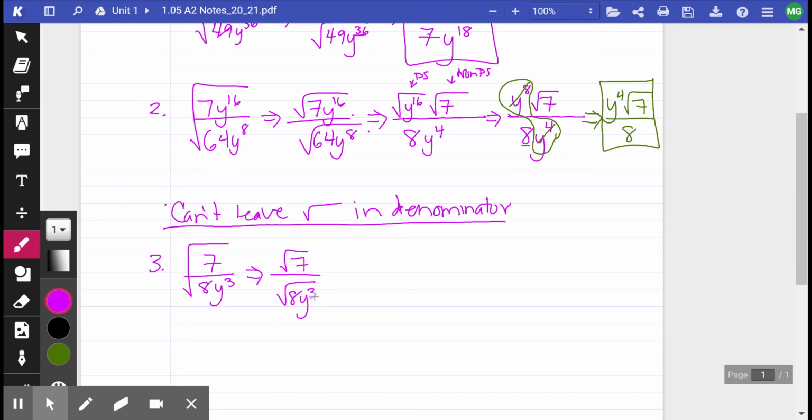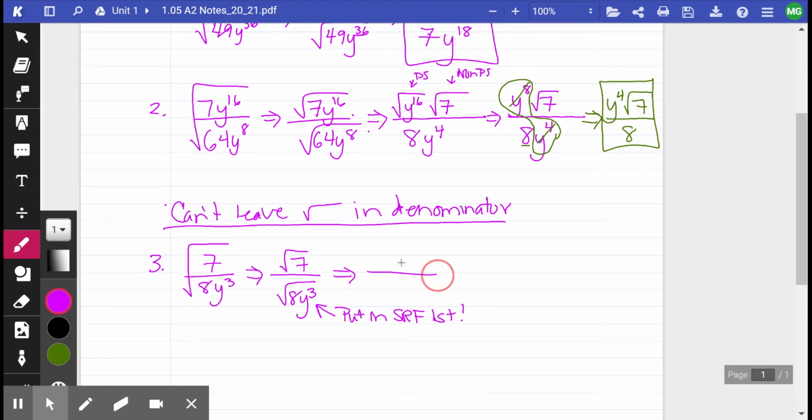Now, before we get rid of this, you have two options. You can get rid of it now, or you can put it into simplest radical form. I like to be in the habit of putting it into simplest radical form first so that I don't have really large numbers to simplify afterwards.